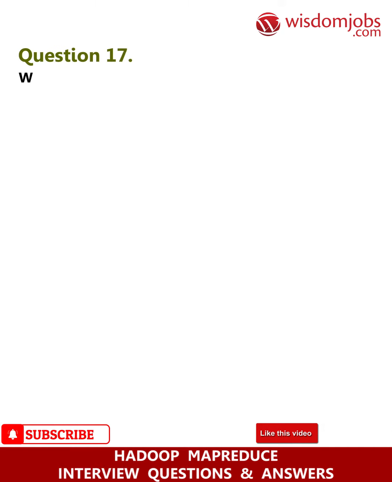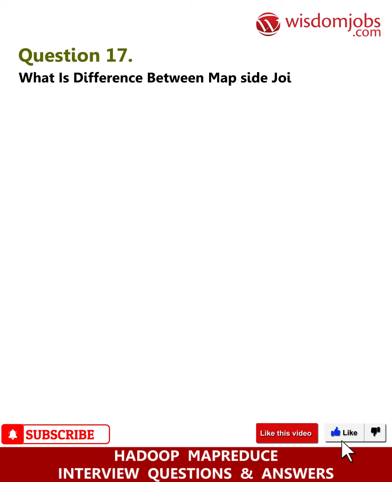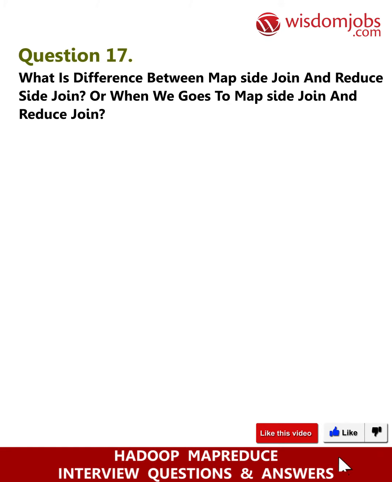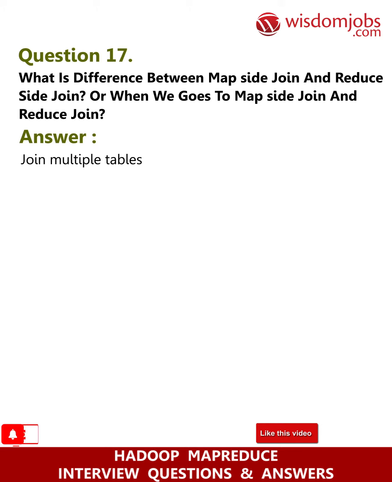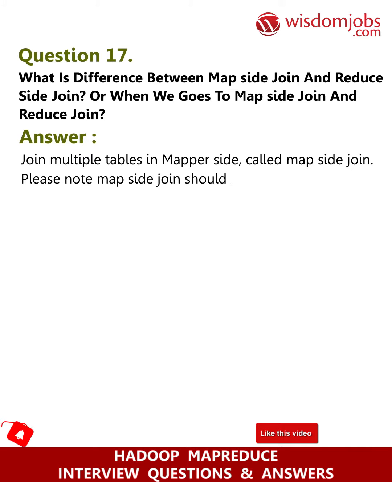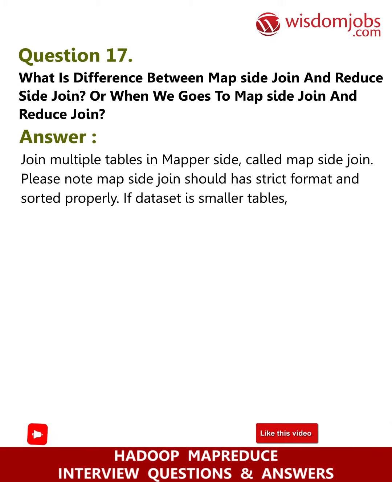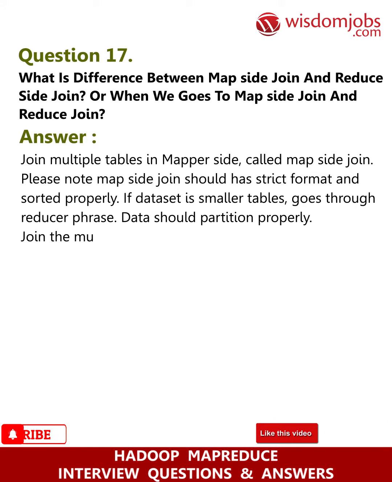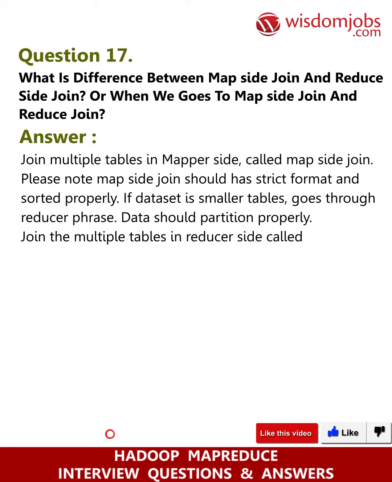Question 17. What is the difference between map side join and reduce side join? Or when do we go to map side join and reduce side join? Answer. Joining multiple tables on the map side is called a map side join. Please note a map side join should have a strict format and be sorted properly. If the data set is smaller, the tables go through the reducer phase. Data should be partitioned properly.